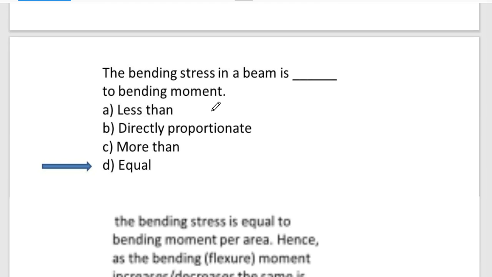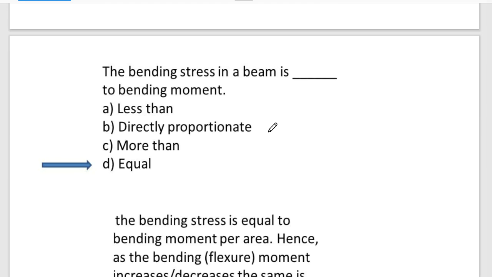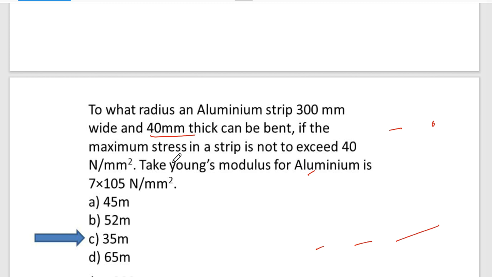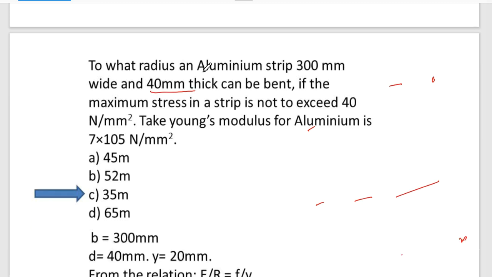Next question: the bending stress in a beam is. Generally bending stress is related to the bending moment. It is basically equal to the bending moment, because the bending stress is equal to the bending moment per area. So as the bending moment increases or decreases, the same amount is also noticed in the bending stress. Suppose bending stress increases by 5%, the bending moment also increases by 5%. So option D, equal, is correct.